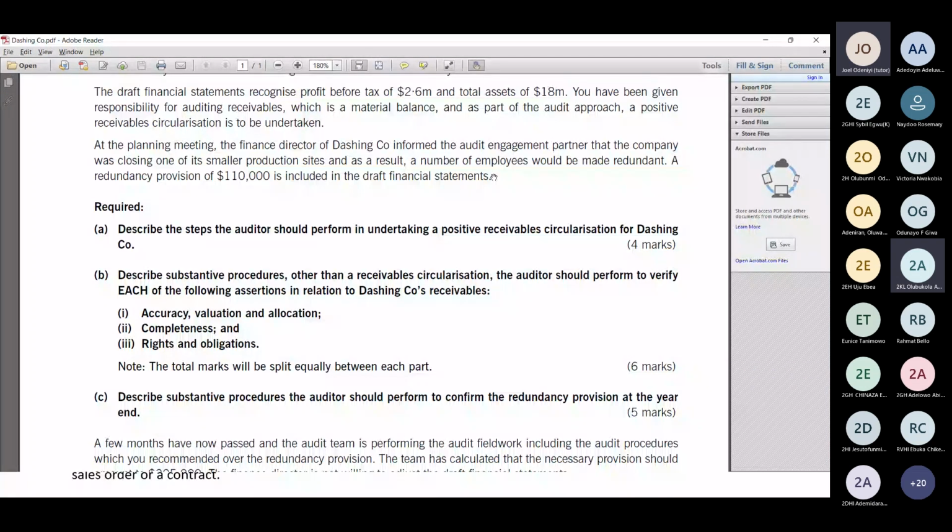Now, the story about the redundancy provision is here. It says that at the planning meeting, the finance director of Dashing Co informed the audit engagement partner that the company was closing one of its smaller production sites, and as a result, a number of employees will be made redundant. A redundancy provision of $110,000 is included in the draft financial statements. Okay, so what are the procedures that we need to carry out for 5 marks? It means you need to state five procedures.